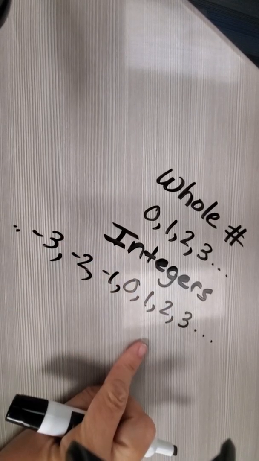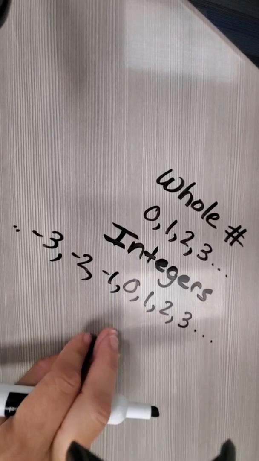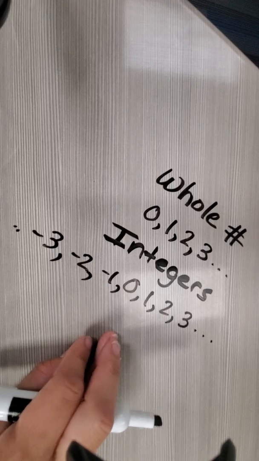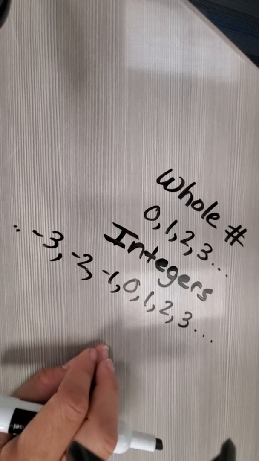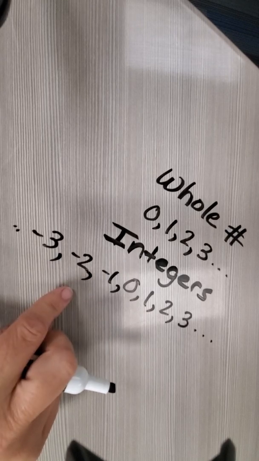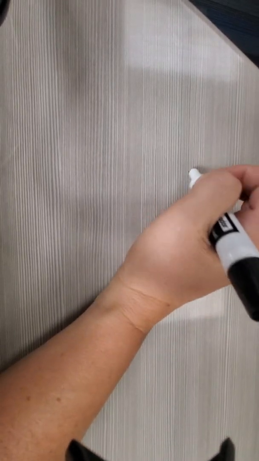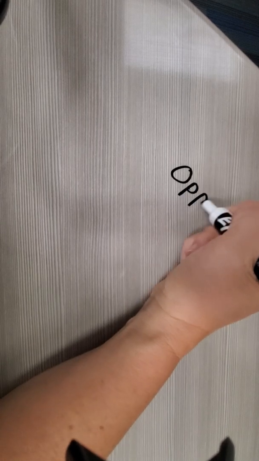So you can think about the numbers that you would see on a number line. Those would be your integers. So integers do not include decimals, and integers do not include fractions. Now it is possible to have negative decimals and negative fractions, but we are not going to get into that yet. All right, so next thing that I'd like to review with you is what are opposites?